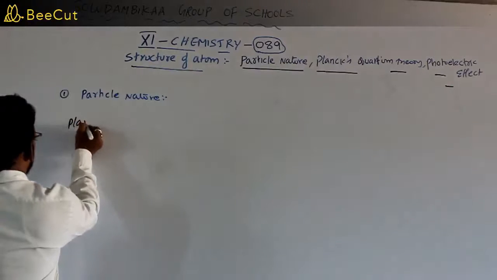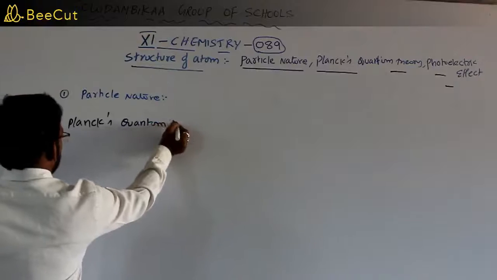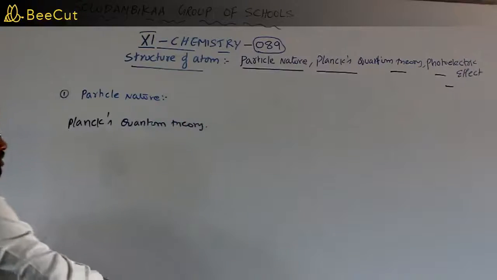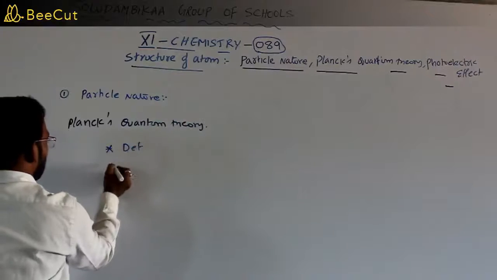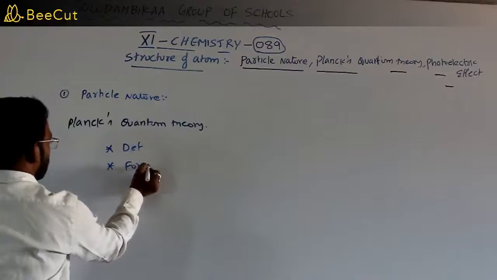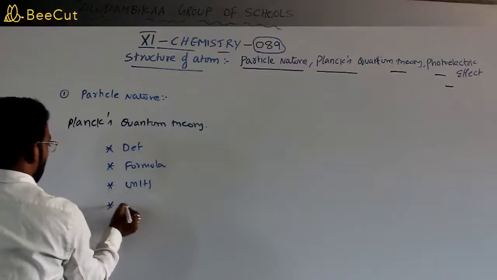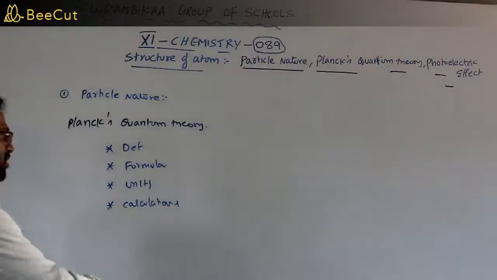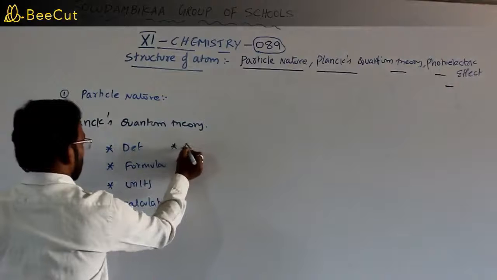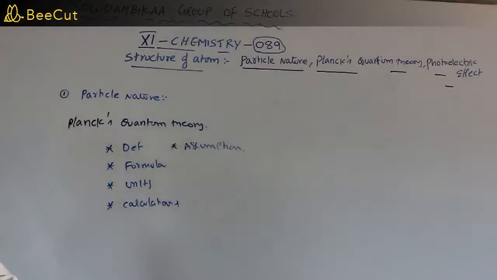So, Planck's quantum theory. What are the things we need to study under this heading? Are there any definitions? Next formulas and units and then calculations and assumptions. First we need to see the assumptions, the assumptions taken for particle nature and Planck's quantum theory.